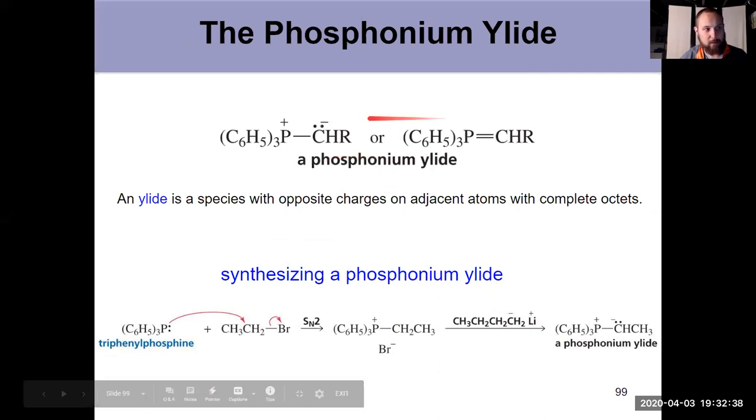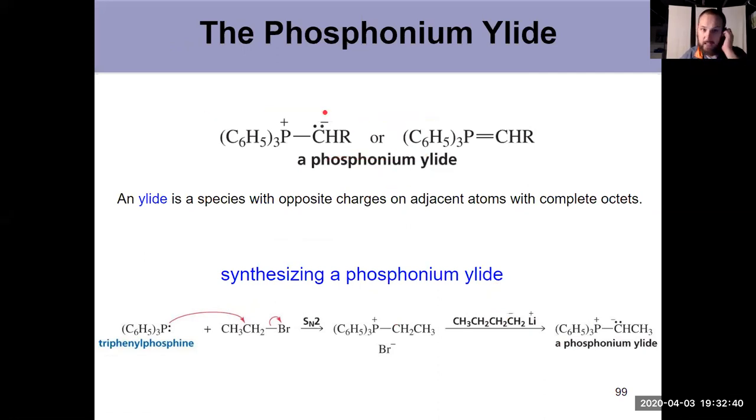And notice up top here, it's shown two different ways. The definition of an ylide is something with opposite charges. You see here the positive and the negative on adjacent atoms that both have complete octets. So this is the true form of the phosphonium ylide. You also see it represented this way, which is fine because remember, phosphorus can exceed the octet. It can go hypervalent. So know what the phosphonium ylide looks like.